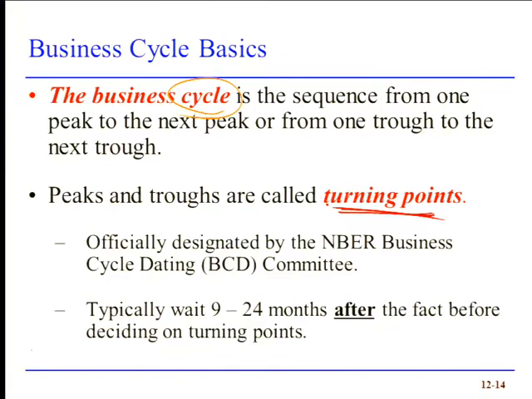The standard rule of thumb, you'll read about this in the media all the time, is a recession is 2 consecutive quarters where GDP declines. That's a nice rule of thumb. It holds most of the time, but not all of the time. And it's only a rule of thumb.